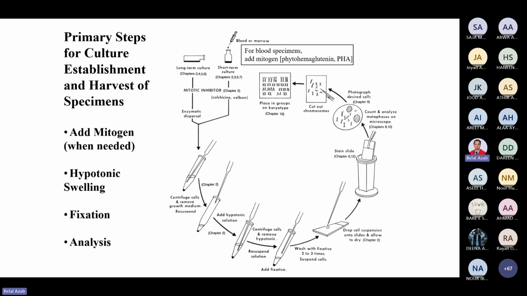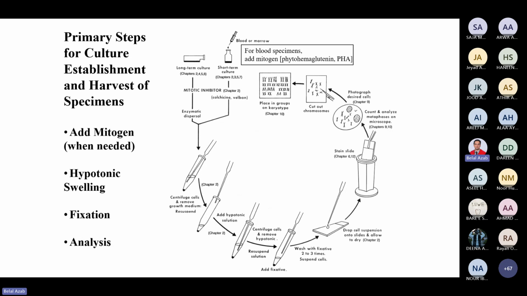So the first thing you do here is you collect the tissue, let's say blood. You put that blood in a flask or in a petri dish. But then what you do is you add into the blood a chemical compound known as phytohemagglutinin, or PHA. This is known as a mitogen.